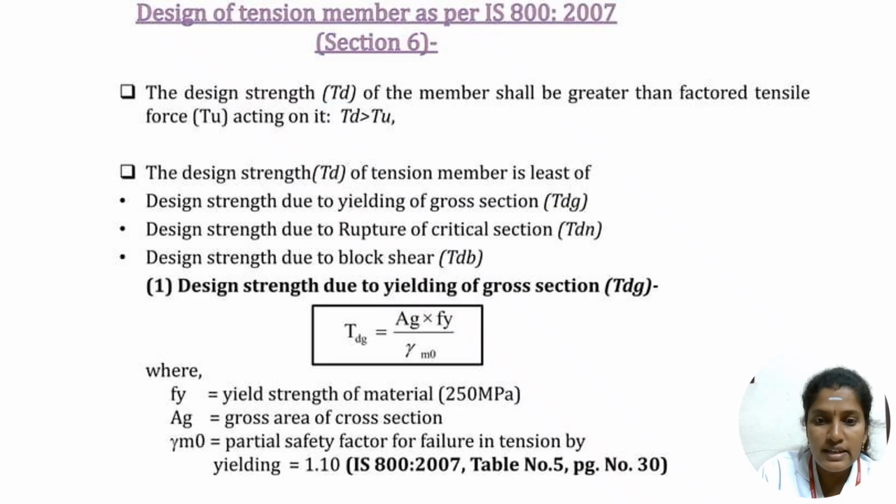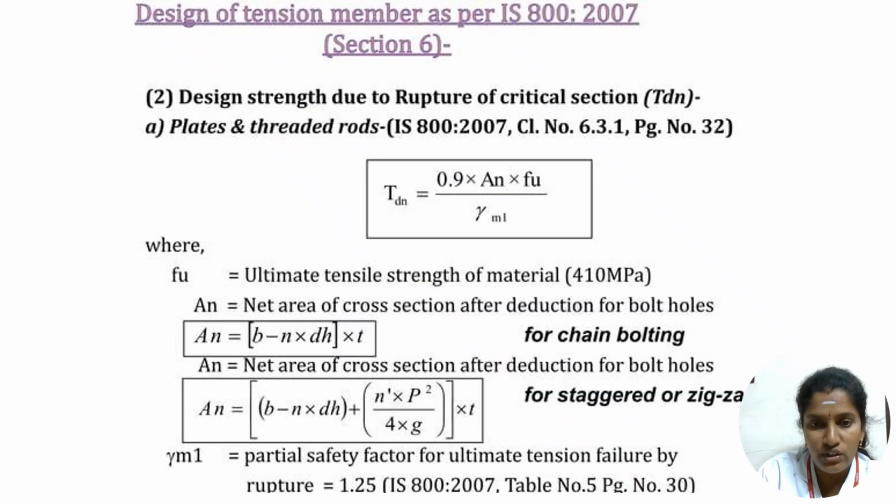So this is the design strength due to yield of the cross section. Here we will consider Ag as the total gross area of the cross section. We know gamma m is a partial safety factor. We can derive it from IS 800. Fy means the yield strength of the material, like 250 MPa, right? So all of this can be derived. Finally we can calculate Tdg, that is the design strength due to yielding of the cross section.